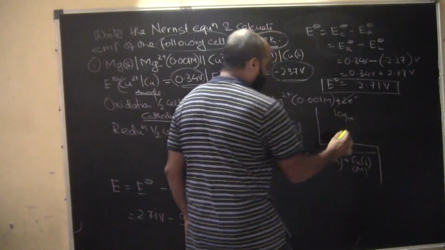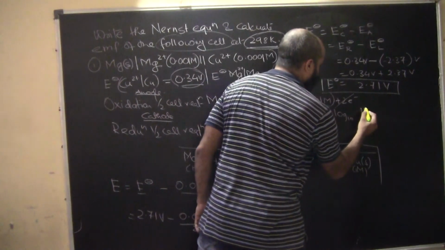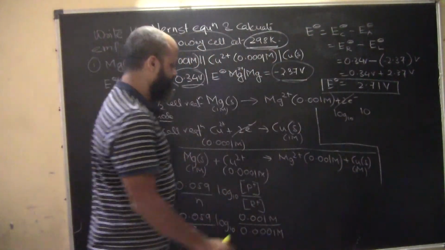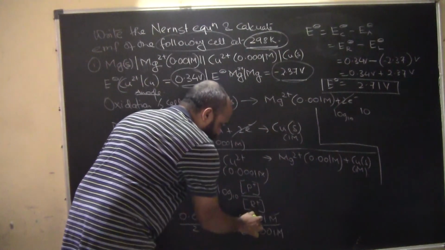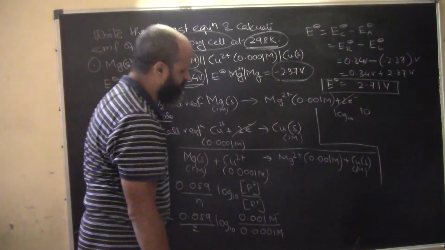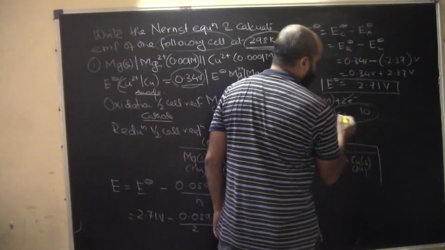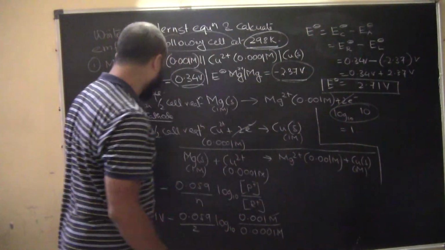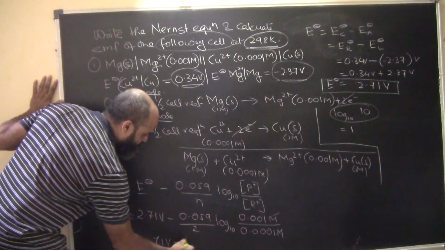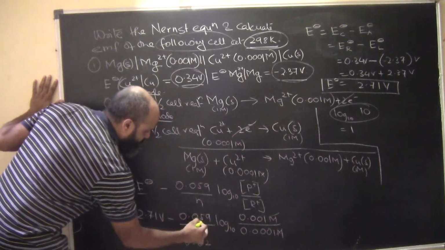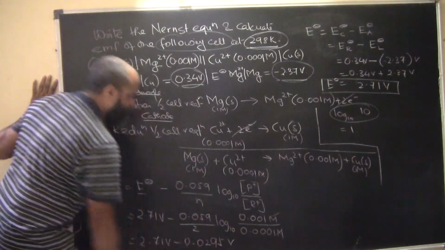So log 10, we are just doing it roughly. If you divide this, obviously the decimals cancel, so 0.01 over 0.0001 is 100, log 100, which is 2. So basically this will be 2.71 volts minus, we divide this by 2, that's going to be 0.295. That's the value.